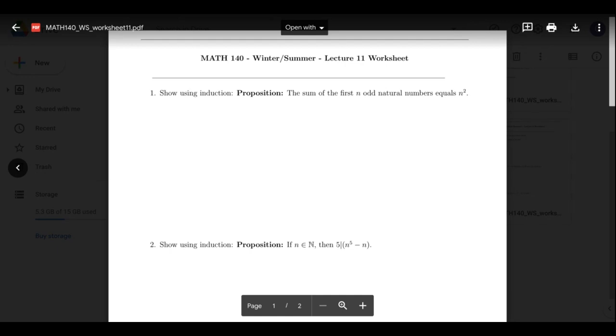Okay, if you finish the first one, you can try 2. No, it's right. P of 1 is a statement. Use a capital letter P. So P of 1 is a statement. What is the statement? The statement says if n equals 1, 1 equals 1 squared, which is true, right? That's how you prove P of 1.